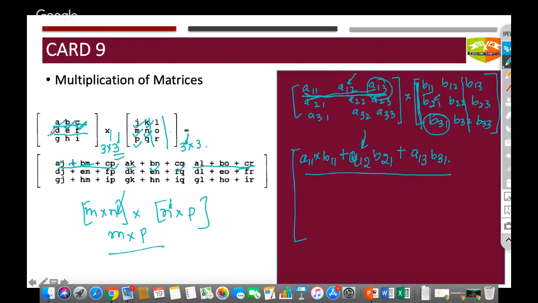Now I'll go to the second row. I'll multiply the first element with the first column, the second with the second, and the third element with the third. Now I'm done with all the columns here. Now I'll go here. I take the first element here, first element here, second element here, second element here, third element here, third element here. So it's actually a row into column kind of multiplication in this case.